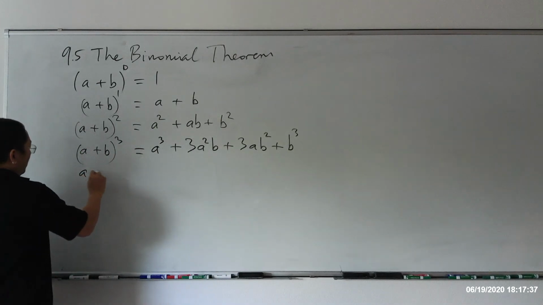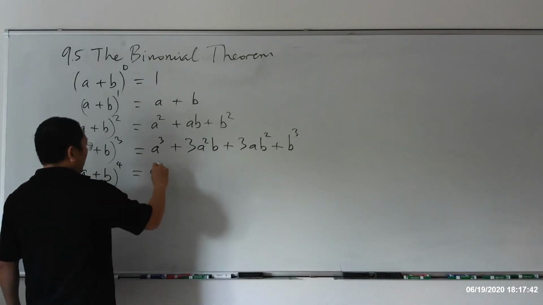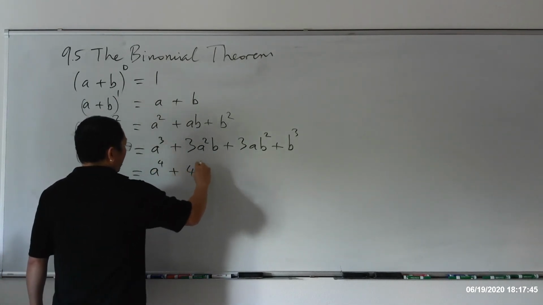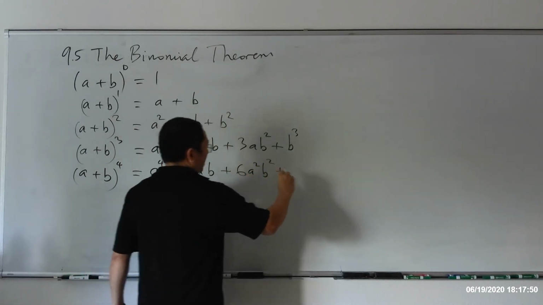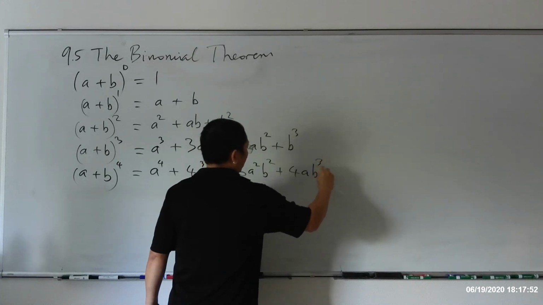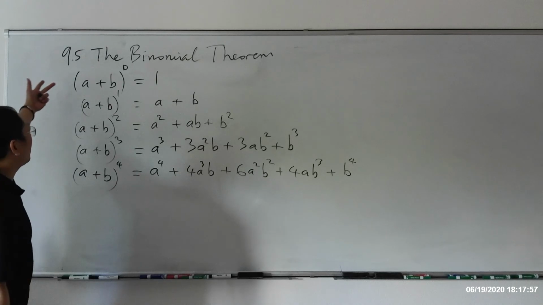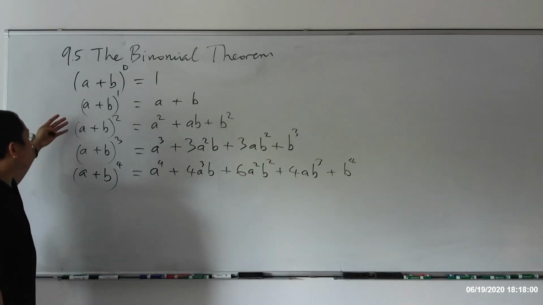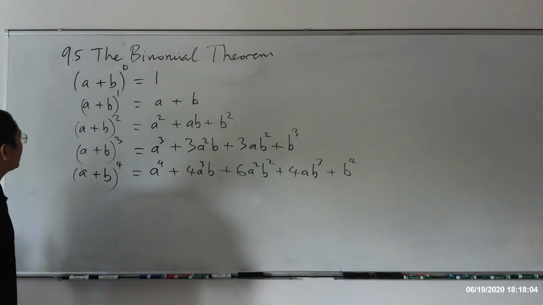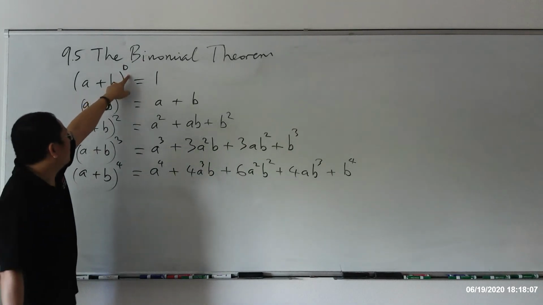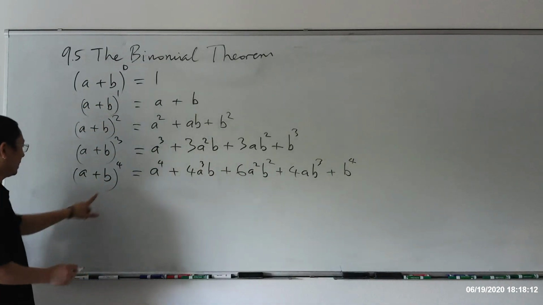And then one more. A plus b raised to the 4th power is going to be equal to this: a to the 4th plus 4a cubed b plus 6a squared b squared plus 4ab cubed plus b to the 4th. And what we're going to learn today is, can we have a general formula for a plus b raised to the n? So I start this section inductively. I start with 0, then 1, squared, and then 3rd power, 4th power. Try one more. Hopefully we can get the pattern out of it.